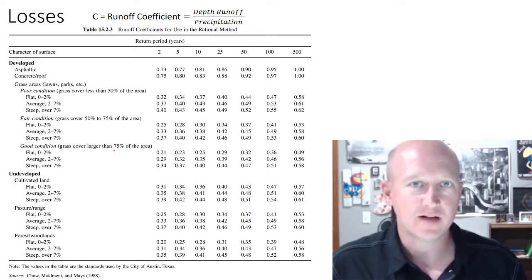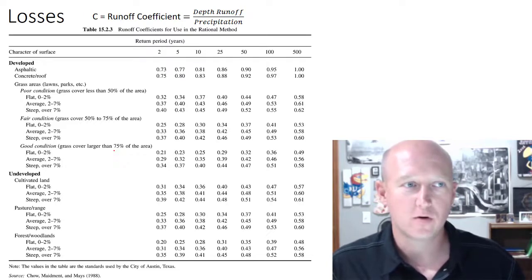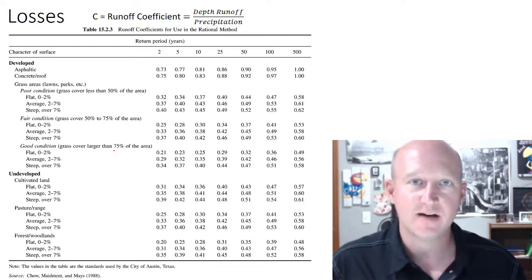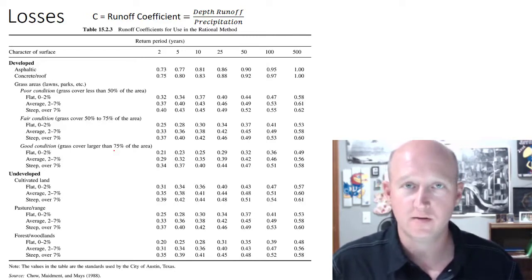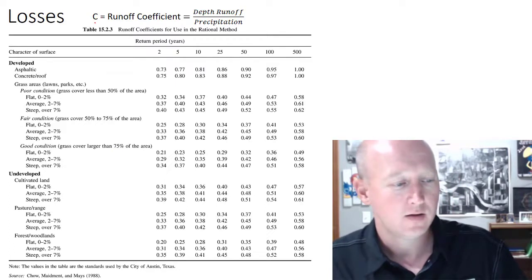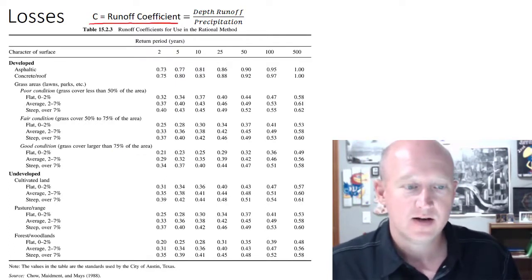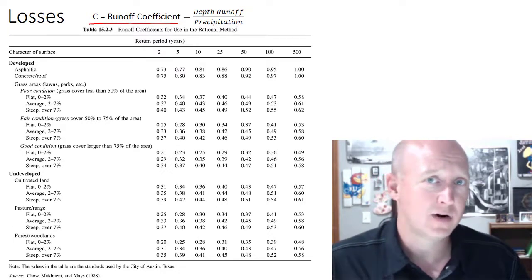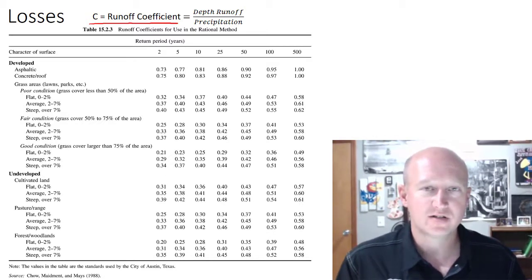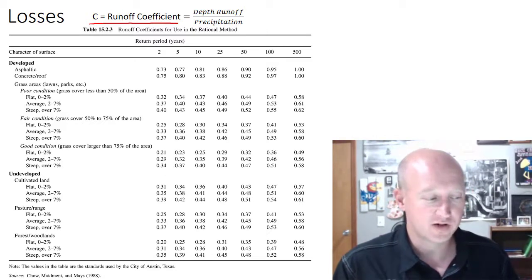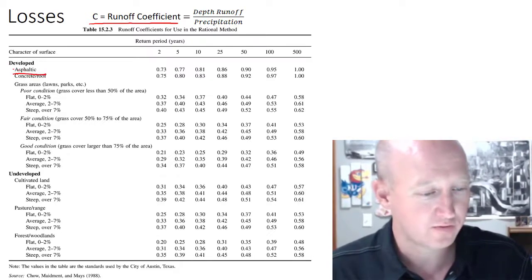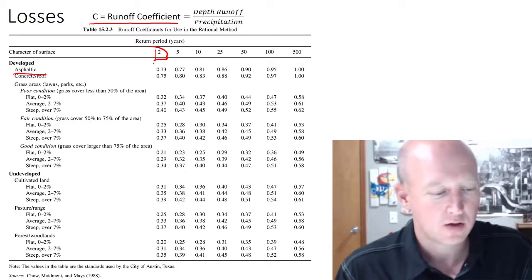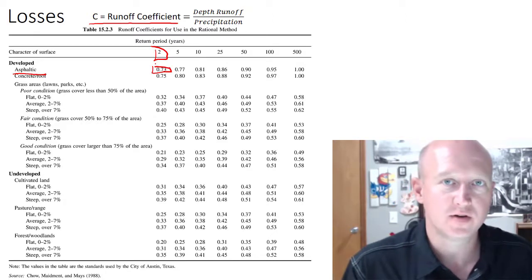So we also need to talk about losses, and that is for an inch of water, how much is going to run off. So is it a half of an inch, is it a quarter of an inch? And for the rational method, we're going to use the runoff coefficient C. And C is basically the depth of runoff divided by the depth of precipitation, and so it's expressed as a ratio. So for example, for an asphalt roof with a 2-year design period, they're suggesting for every inch of water we would have 0.73 inches of runoff.